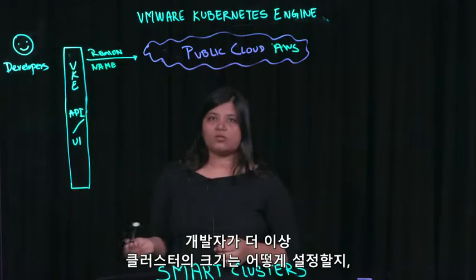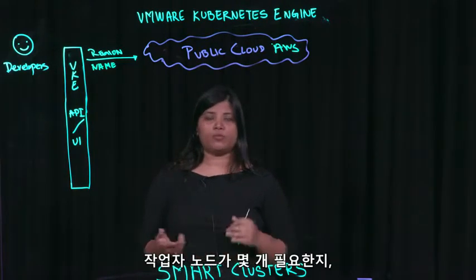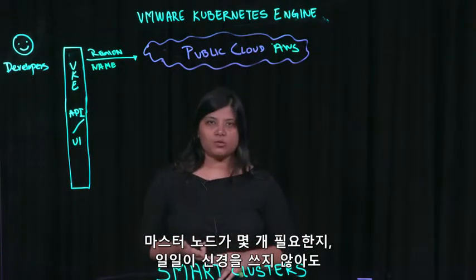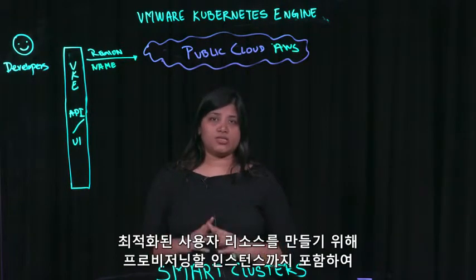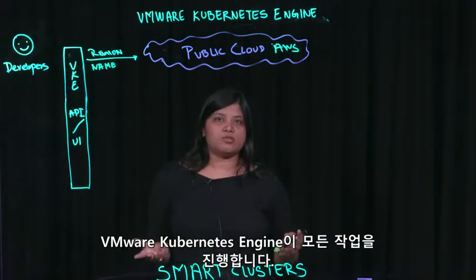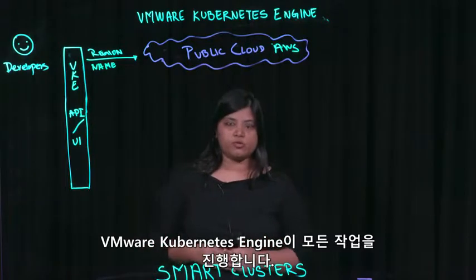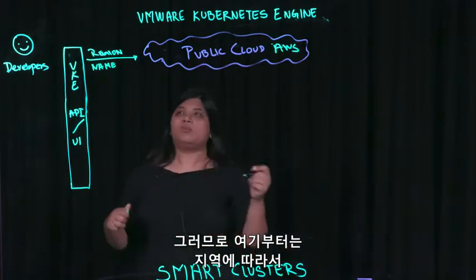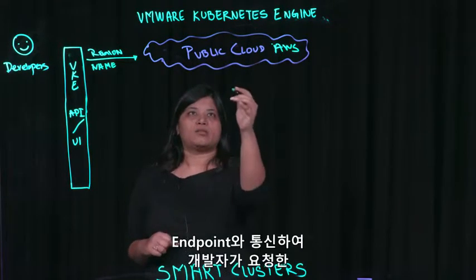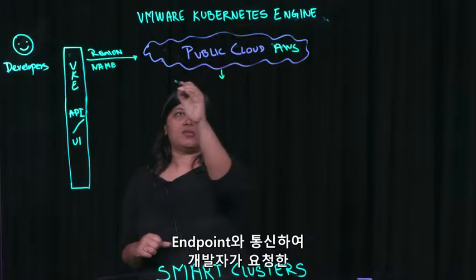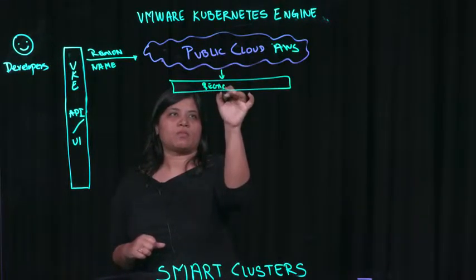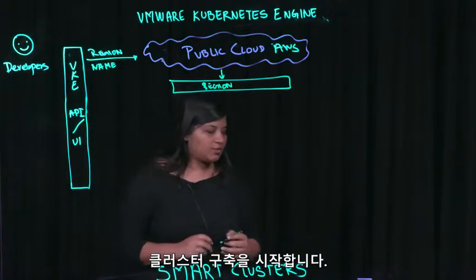It really doesn't want the developer to worry about the cluster size, how many worker nodes you need, how many master nodes you need, etc. It takes care of everything from that point onward, including what instance to provision to make optimal use of resources. Depending on the region, VMware Kubernetes Engine will talk to that public cloud IaaS endpoint, select the specific region the developer had requested, and start building the cluster.